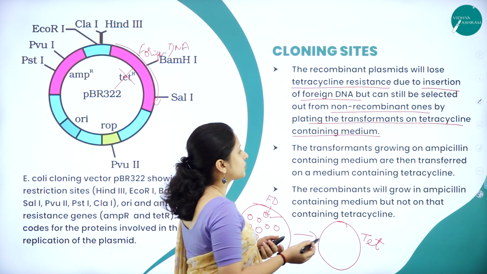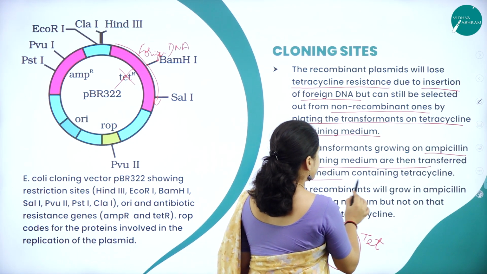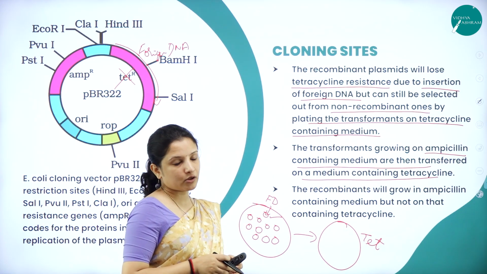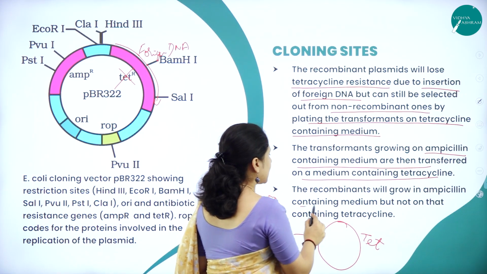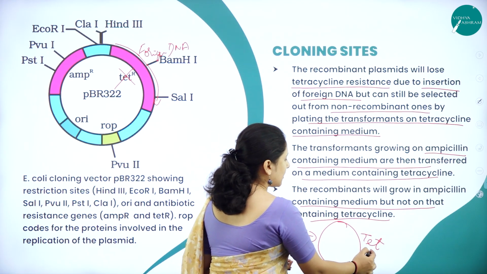So the transformants growing on ampicillin-containing medium are then transferred to a medium containing tetracycline. Recombinants will grow in ampicillin-containing medium but not in the tetracycline medium. Again, what can be done after growing here?